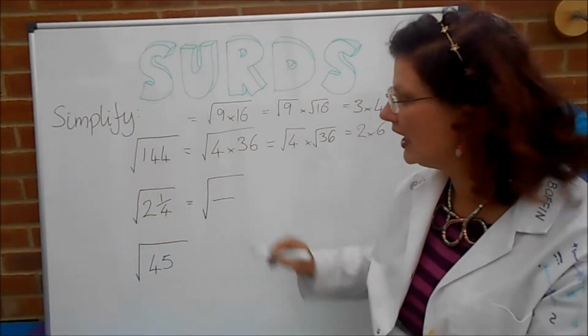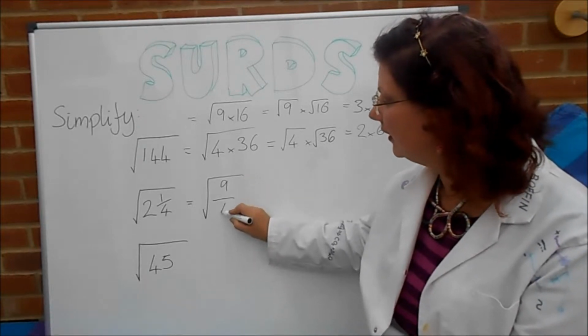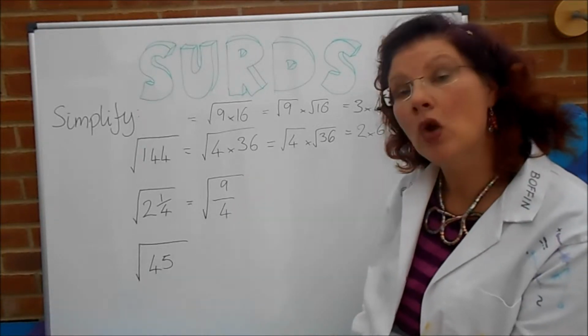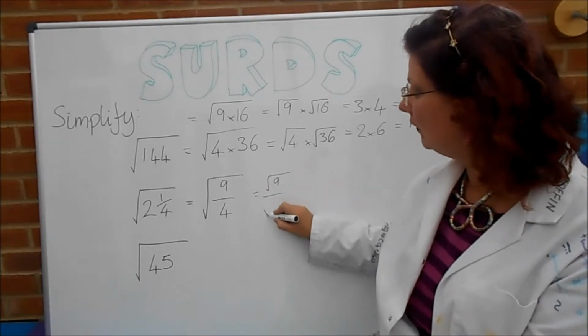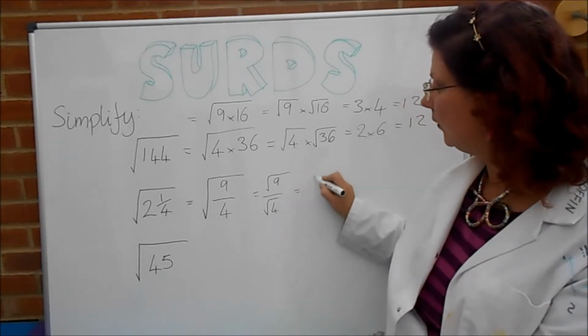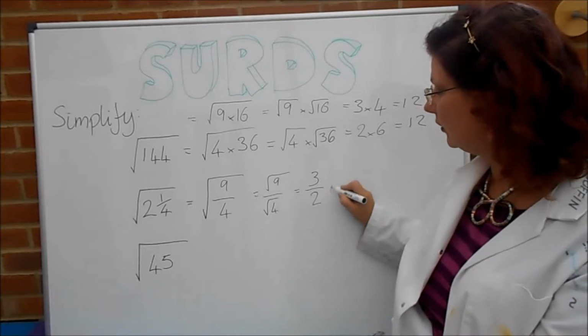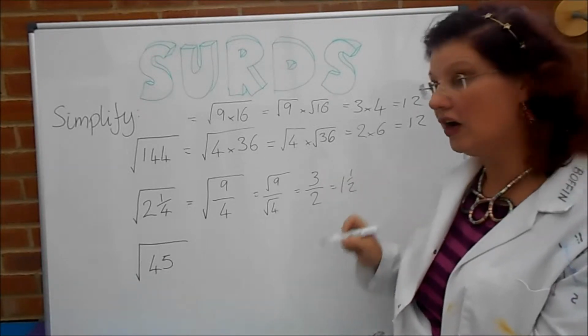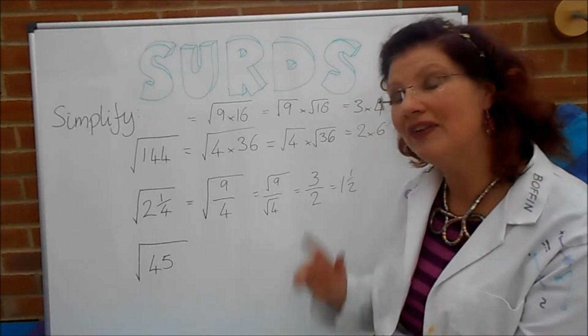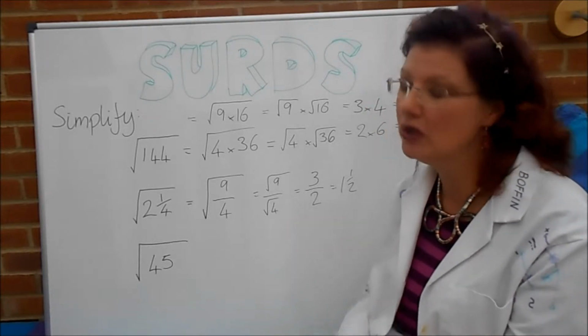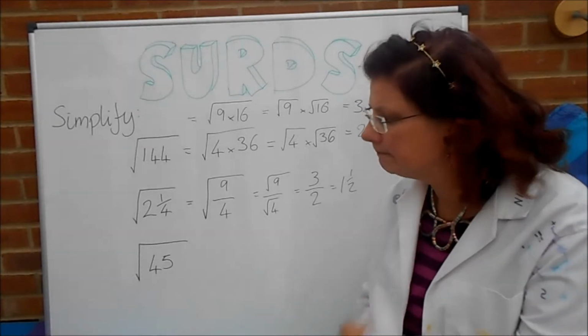Okay, you should have 9 over 4, which then of course splits into the square root of 9 over the square root of 4, which is 3 over 2, or 1 1/2. And you can just check that out. 1 1/2 times 1 1/2 is in fact 2 1/4. If you don't believe me, get it on a calculator.